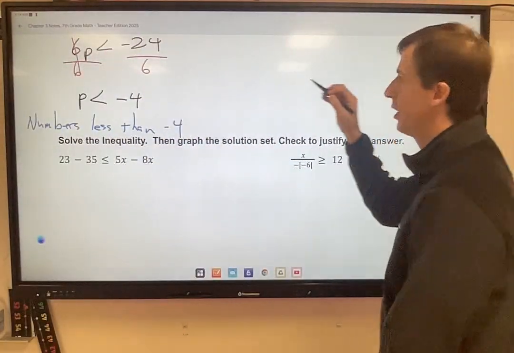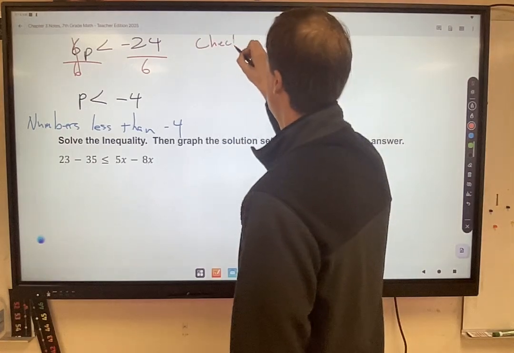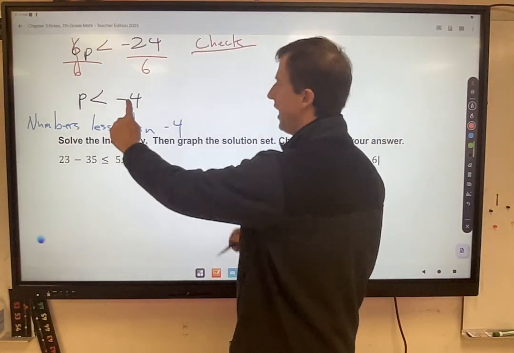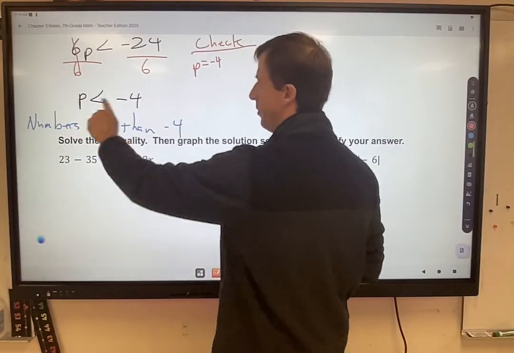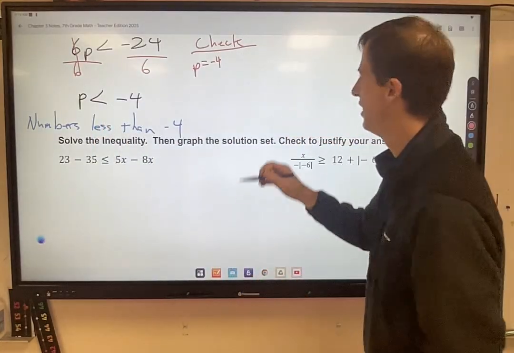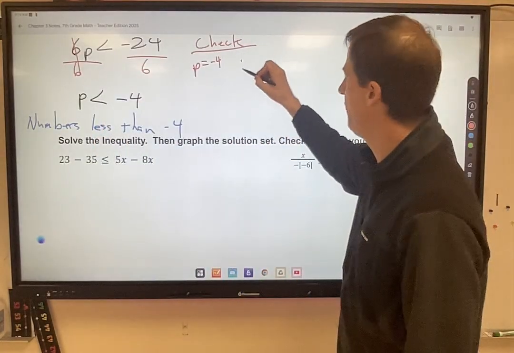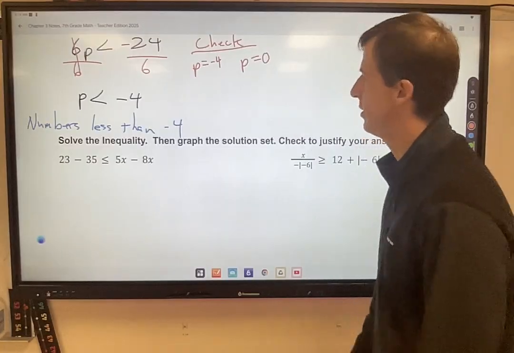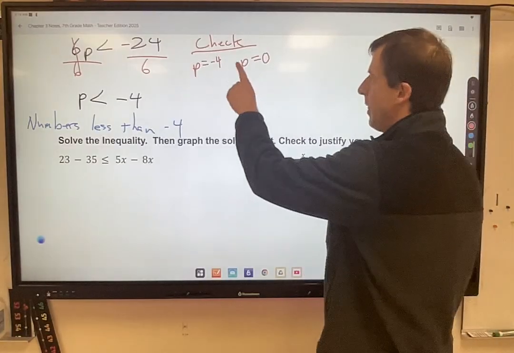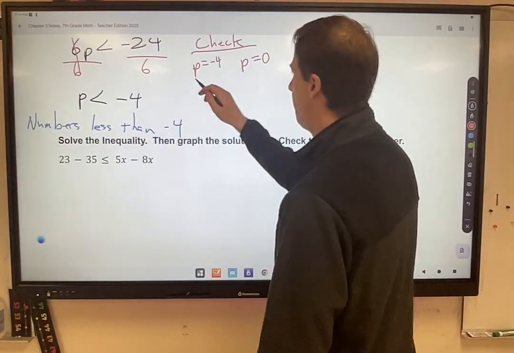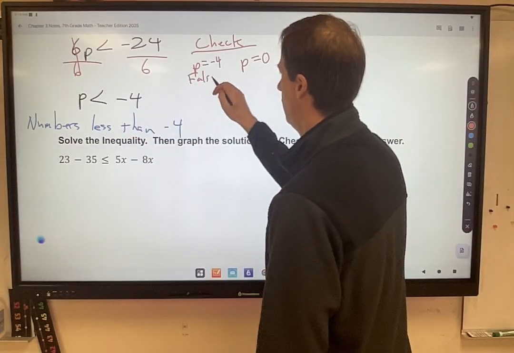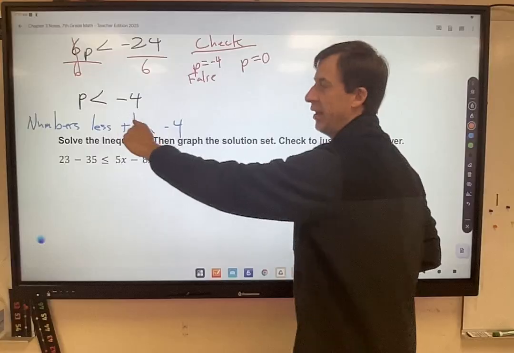So when we check it, we're going to check two different numbers. And since I've got negative 4 here, it's best to check with negative 4. So choose the number that shows up here as one of your check numbers. And then I'm just going to pick 0 to make my life easy. So 0 is a nice number to check with. All right, now if I put negative 4 in here, negative 4 is less than negative 4. That is a false statement. That is not true. Negative 4 is not less than negative 4.